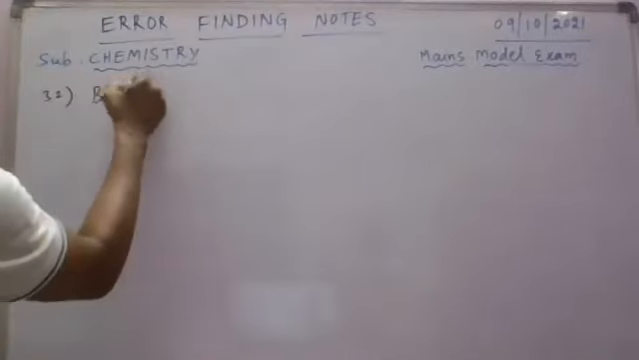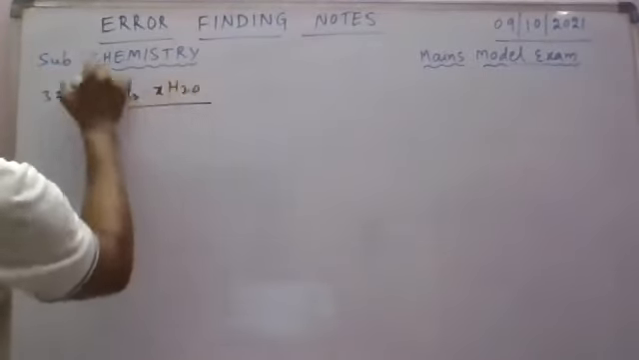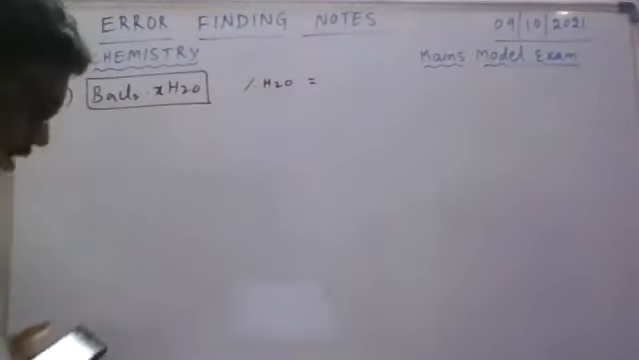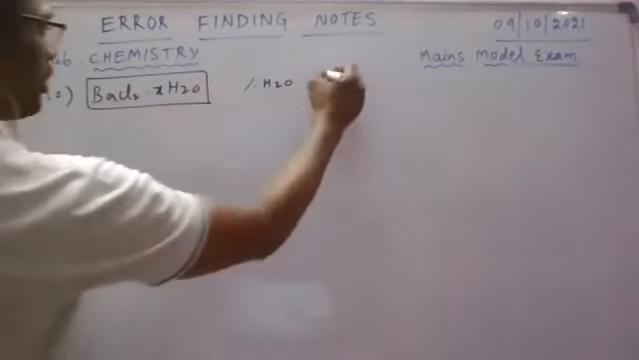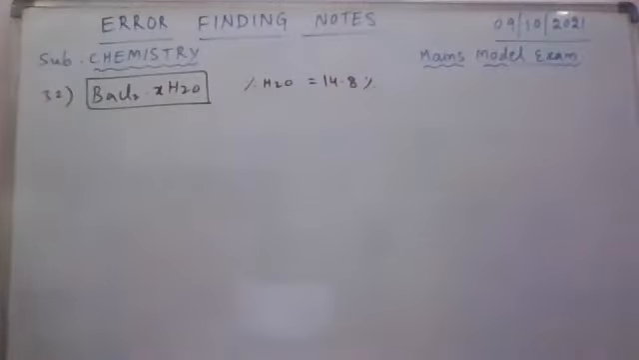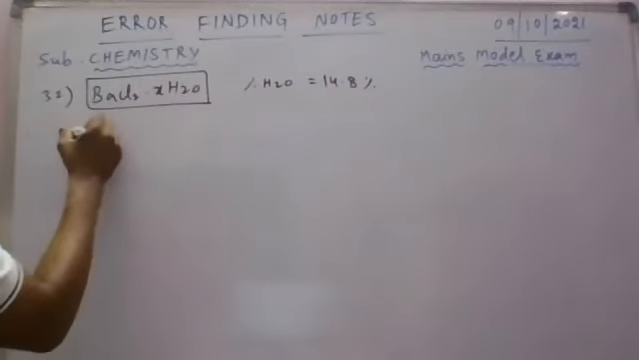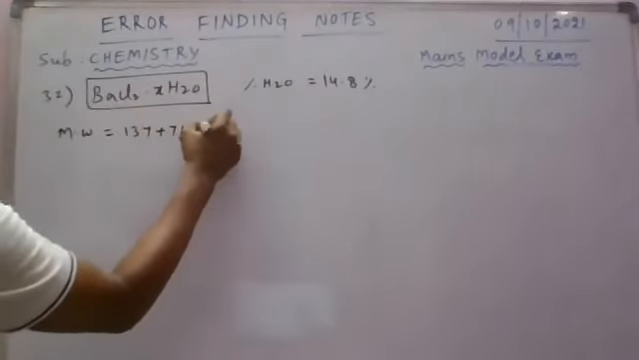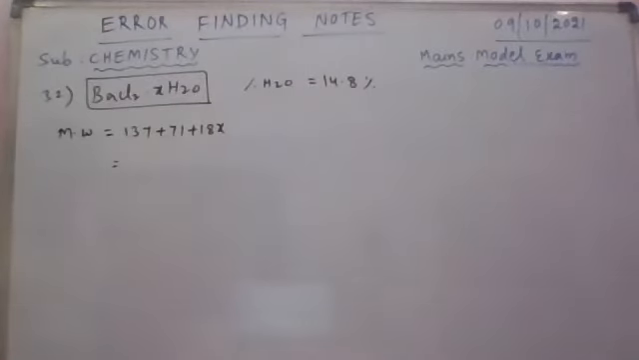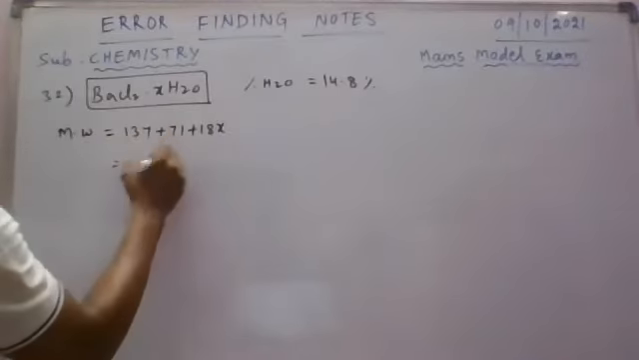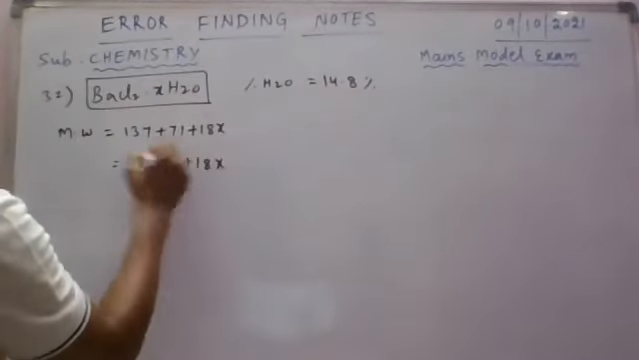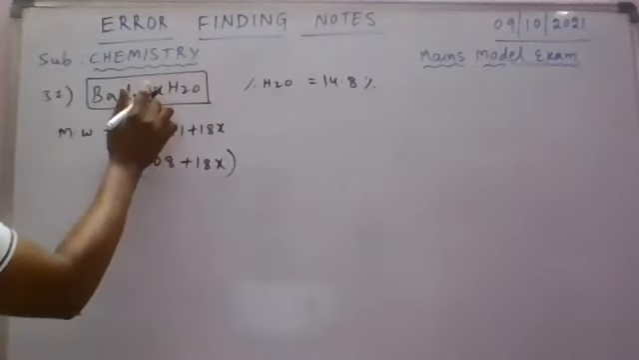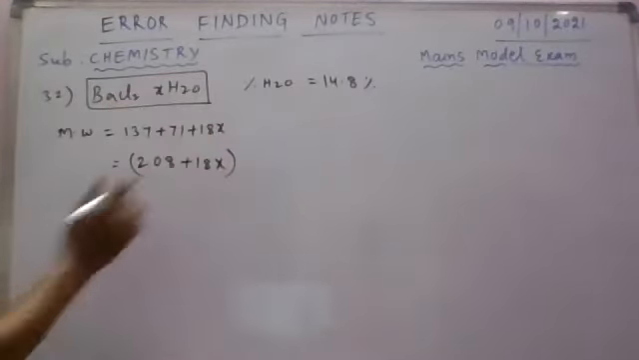Second one. Here the compound barium chloride dot xH2O is given, a hydrated salt, and the percent weight of water molecules is given as 14.8%. Here, the molecular weight of the compound is 137 plus 71 plus 18x, that is nothing but 208 plus 18x. The water molecule H2O is 18, and x molecules are there, so 18x.